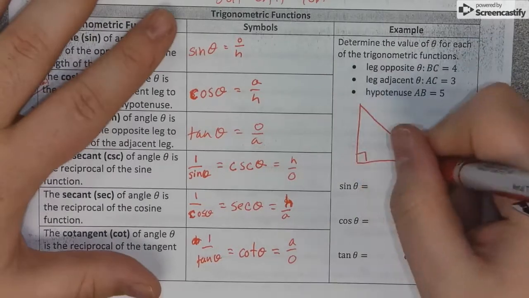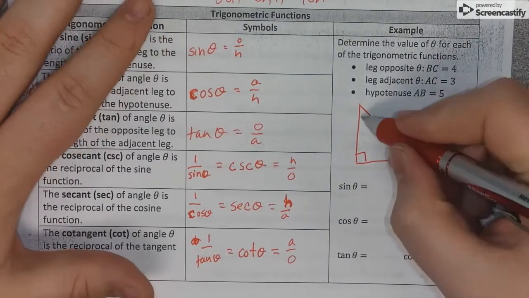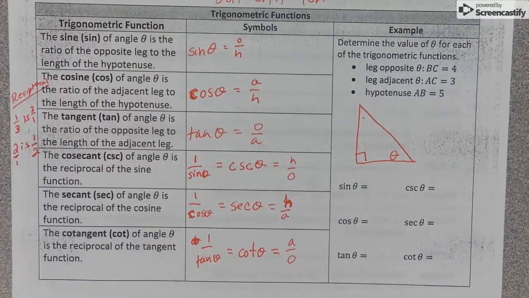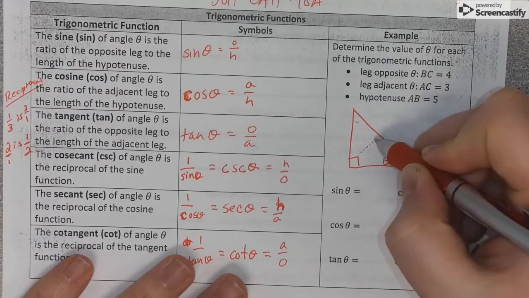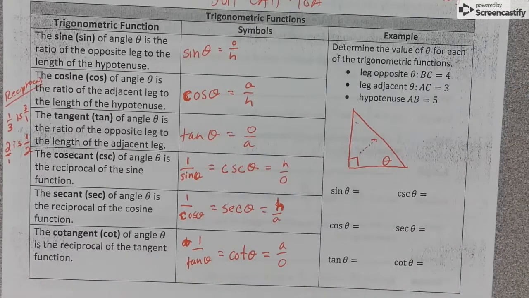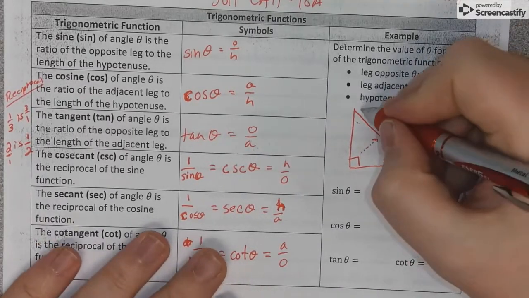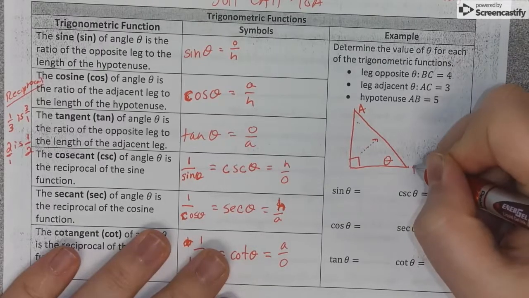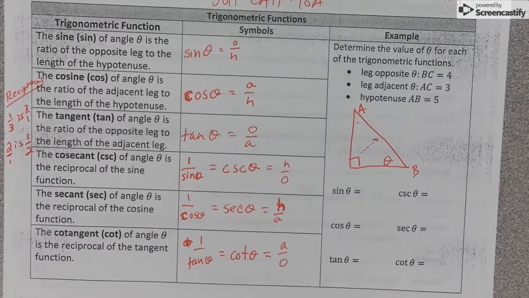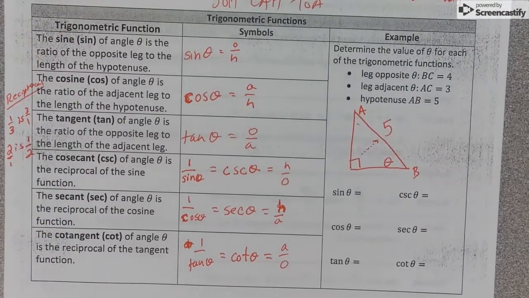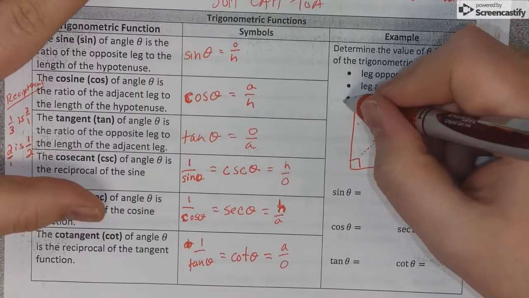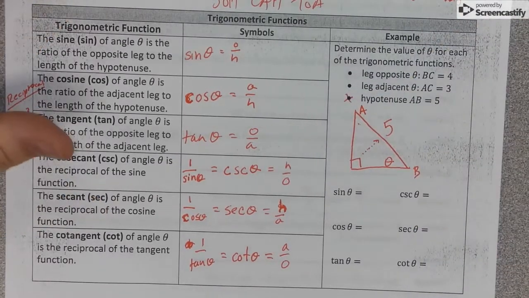And let's just go ahead and put theta here, although you could have just as well put theta up there. The hypotenuse is always going to be the side opposite the right angle. So that's going to be this side. And they told you that the hypotenuse is AB, so this will be AB, and that has a length of 5. So that takes care of this third bullet point.